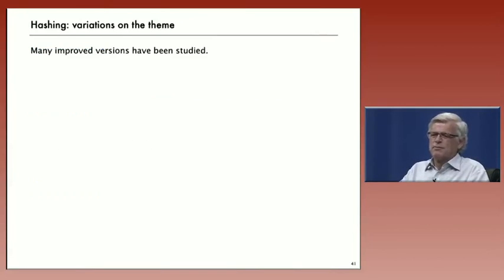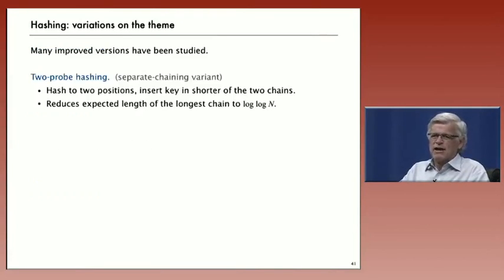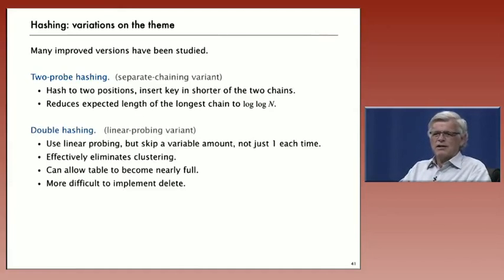And as I mentioned, there's been many improved versions of hashing that have been studied. I mentioned the two-probe or double hashing version. Another way to use two hash functions is just to hash to two positions and put the key in the shorter of the two chains. In that case, the expected length of the longest chain will be log n, which is quite an improvement. You get constant time expected and log n worst case.